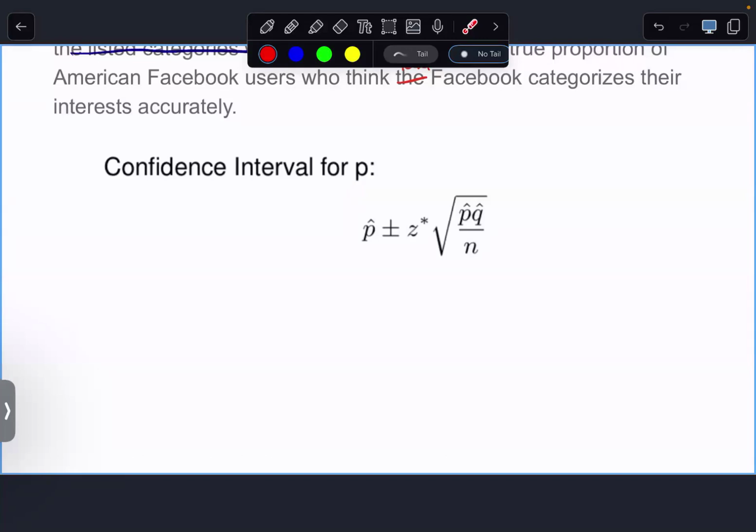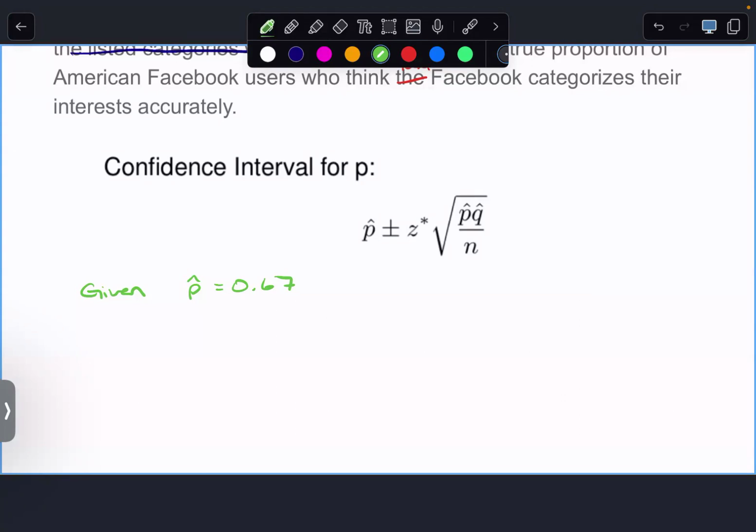Okay, let's talk about things we know. We know what P hat is. P hat is our sample proportion. In fact, we already know that P hat is 0.67, so let's just say we're already given P hat is 0.67. We know that.